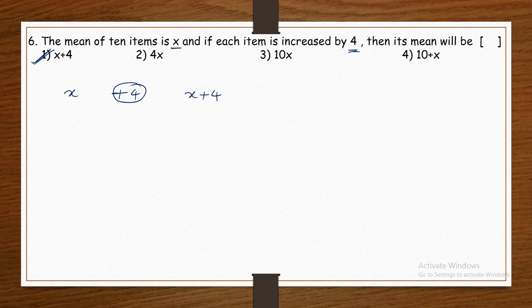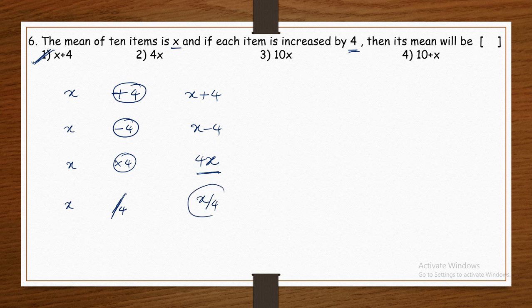If the mean is x and each observation is decreased by 4, then the new mean will be x minus 4. If the mean is x and each observation is multiplied by 4, then my mean also gets multiplied by 4. That means the new mean will become 4 times x. In the same way, if my mean is x and each observation is divided by 4, then my new mean also will be x by 4.